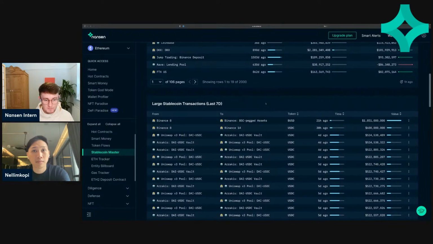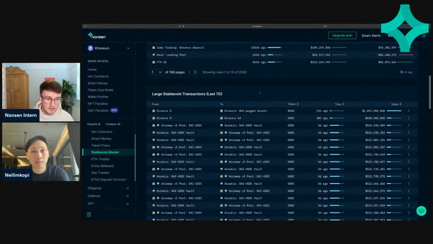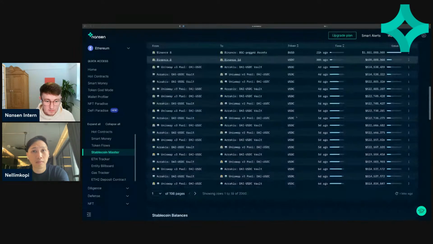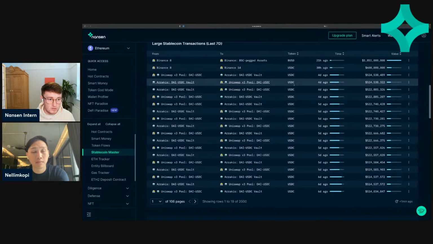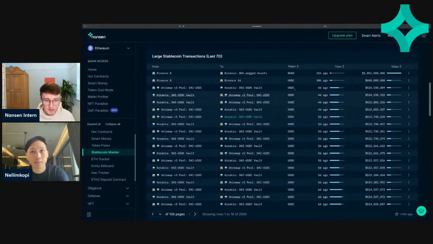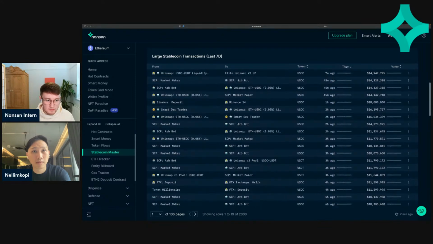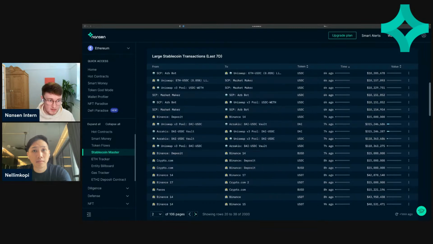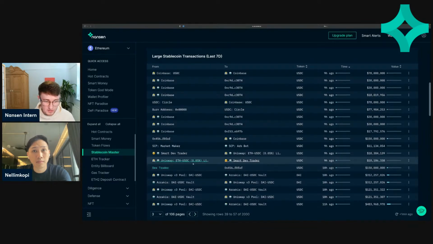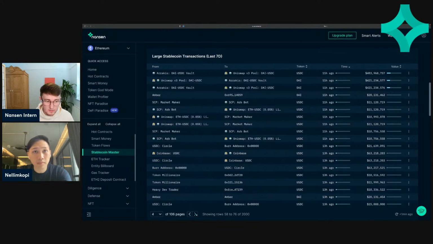And similar to the ETH tracker, we have this large stablecoin transactions table. This is really amazing because it includes all stablecoins just in one table, which is super helpful. Here, I don't actually know why this is always the case, but Arrakis always do really large transactions, constantly. But again, you can filter by time to maybe see some different wallets. So here, Smart Dex Trader to Uniswap, 16 million, and then taking it out as well. So it's all a case of going through here, seeing if there's anything that stands out as unusual or very interesting, or something that might influence the market.